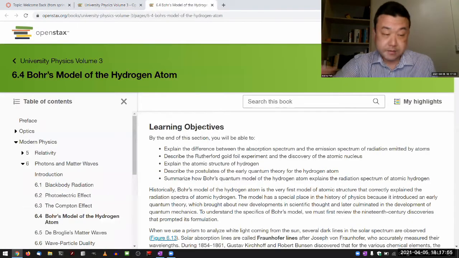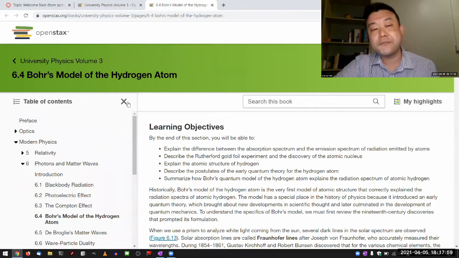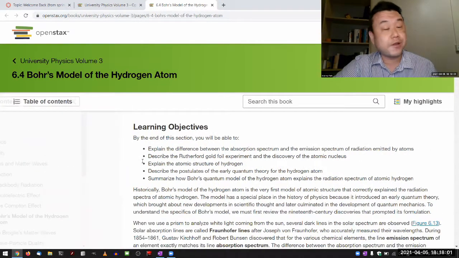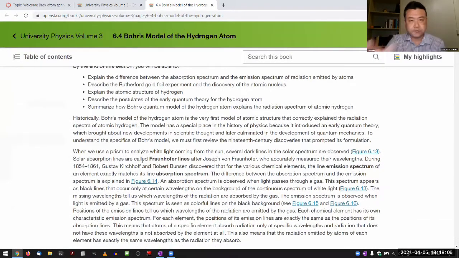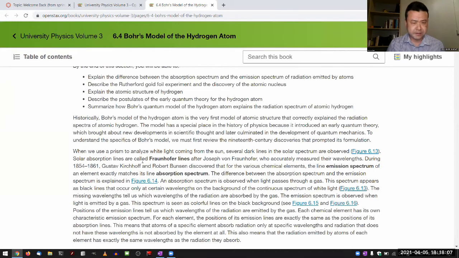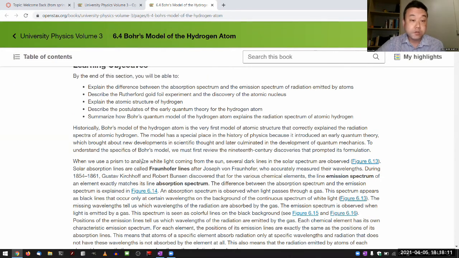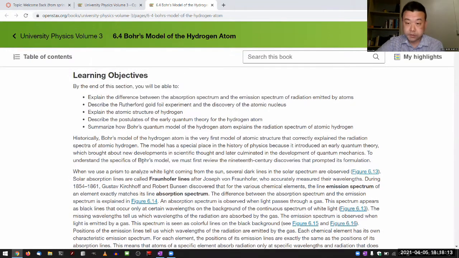So section 6.4 is Bohr's model of the hydrogen atom. This is the first of the semi-classical models that you will look at this week. First and maybe the last. I think we might have more. This section contains quite a bit of information.